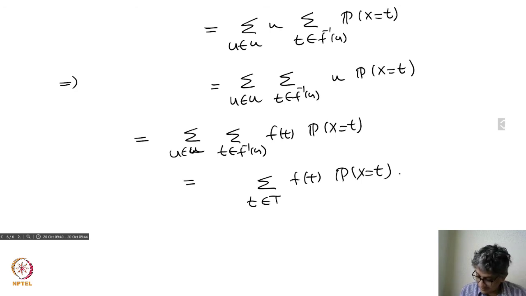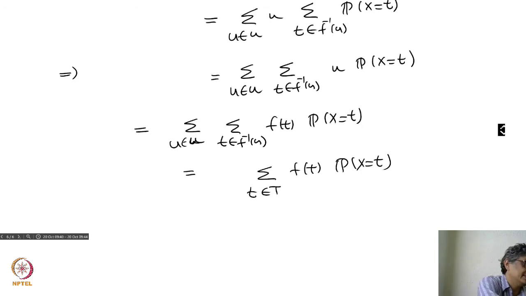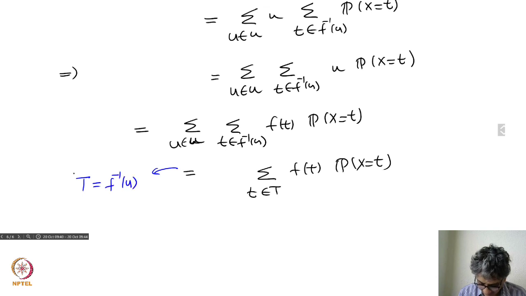So this step is the final idea: all I have to do is use that the set of t is just f inverse of u. That's all I'm using. So in this step, all I'm using is the fact that the set of t is just f inverse of u.